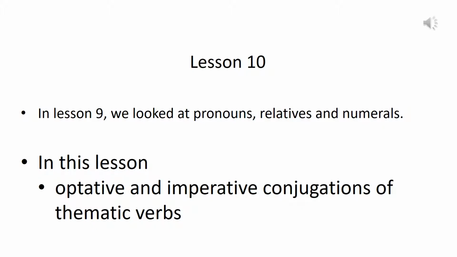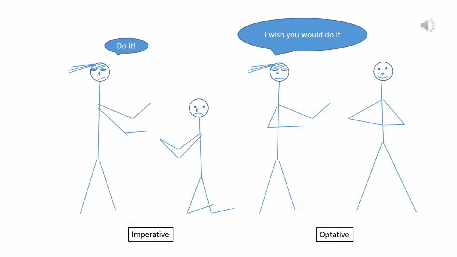In lesson 9, we looked at pronouns, relatives, and numerals. In this lesson, lesson 10, we will look at the optative and imperative conjugations of thematic verbs. The imperative mode or mood is used to indicate a command or injunction, while the optative mode is used to indicate a wish or desire.